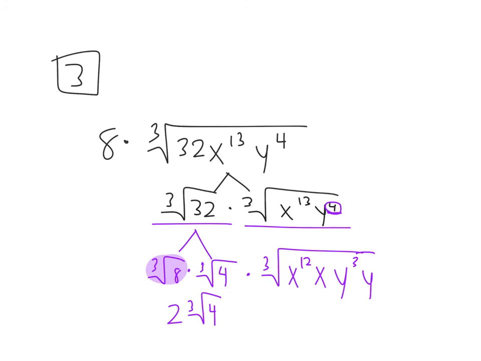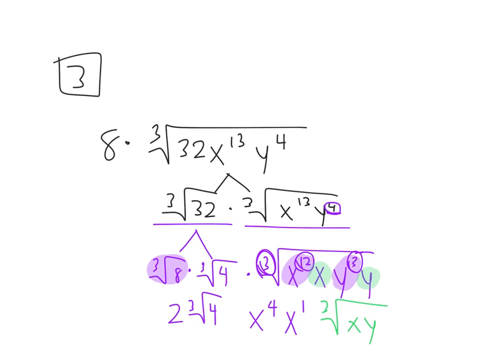Okay, so now I can go ahead and simplify my variable portion of it. So I'm looking at my variables that have an exponent divisible by 3. So x to the 12th is divisible by 3. And then my variable y to the 3rd, 3 is divisible by 3. So let's go ahead and simplify this. 12 divided by 3 will give me x to the 4th. And 3 divided by 3 will give me y to the 1st power. And then my leftovers, I've got x and y still. So I'm going to have cube root of x and y left over.